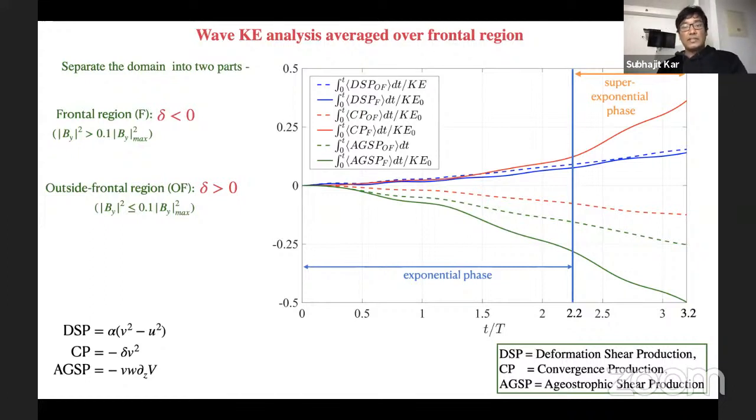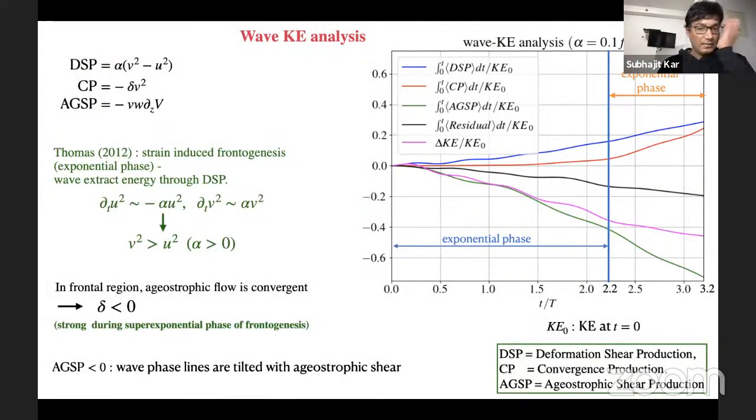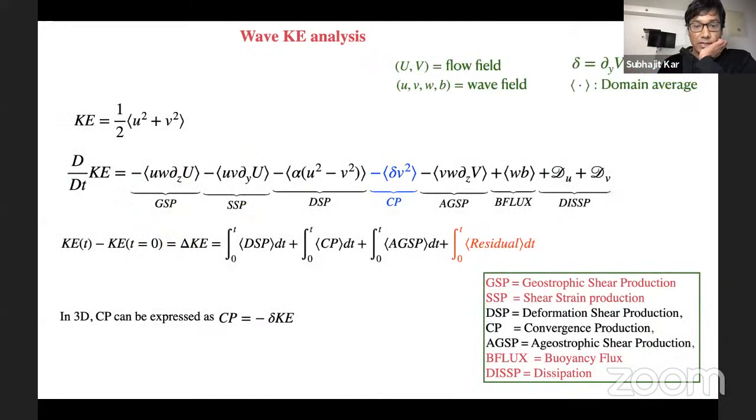Another thing to notice is that the discussion so far has happened in the QG flow, and in the QG flow the flow is typically non-divergent, which means this CP is clearly missing in quasi-geostrophic wave-flow interaction.